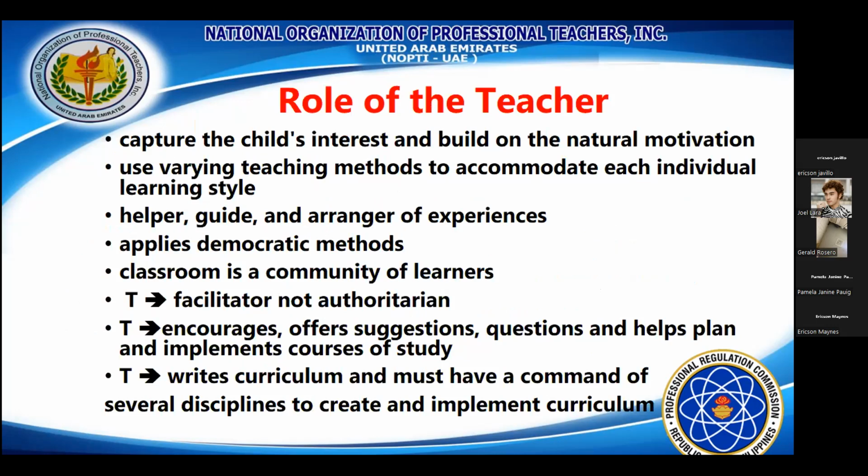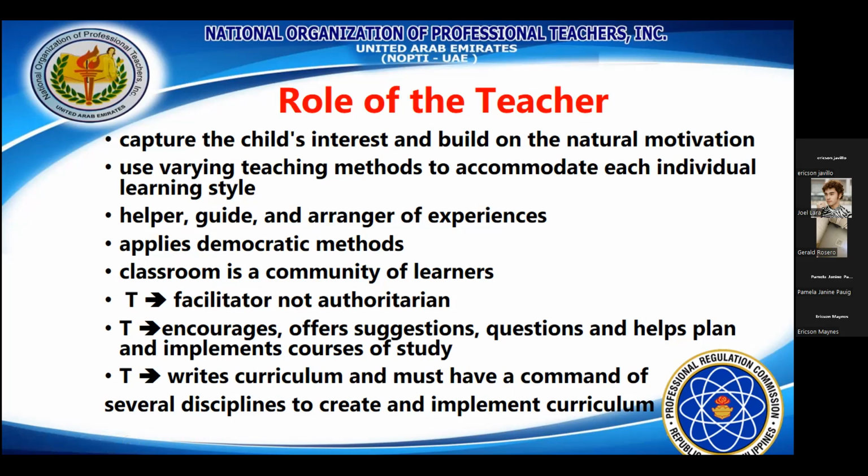Self-actualization. Role of the teacher: helper, guide, arranger of experiences. What else? Applies democratic method. Teacher as a facilitator, not authoritarian.